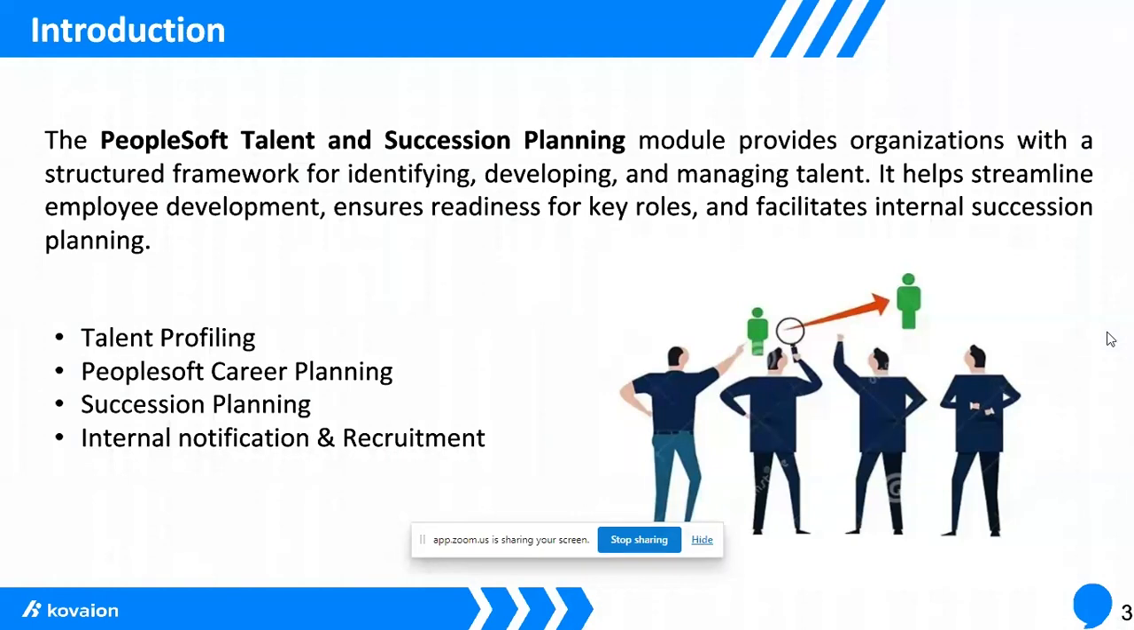Then we have internal notification and recruitment. Notification in the sense, for example, say there's an emerging talent, or a talent with equal potential, who is available in the organization, and the recruiters might be looking out for new talents or new resources. Then there should be some notifications given to the recruiters, right? So you have this resource and you can review this resource. That kind of notification is also given.